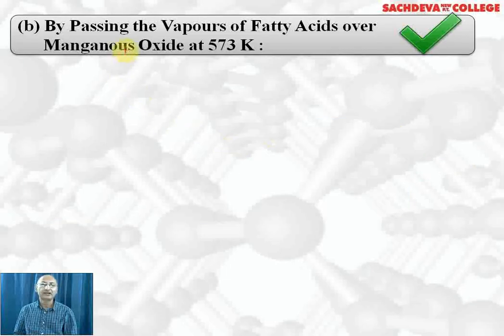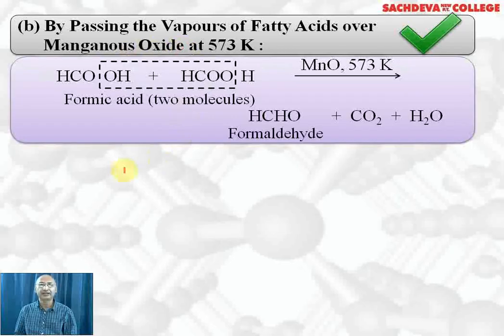Next method, we are passing the vapors of carboxylic acid over manganese oxide at 573 Kelvin. For example, if we take 2 moles of formic acid and heat it with manganese oxide MnO at 573 Kelvin, water and CO2 are removed and the product formed is formaldehyde.